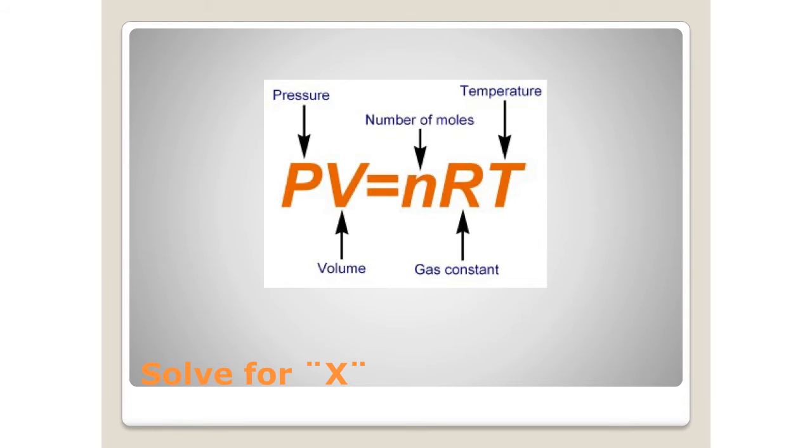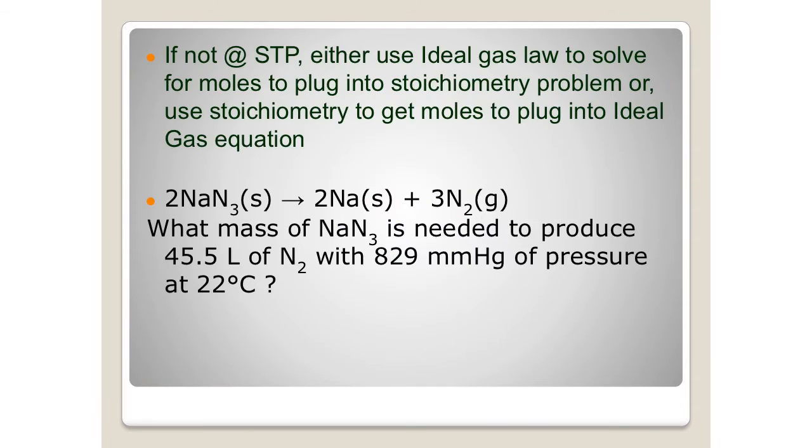So remember our friend PERVNERT? What we're going to be doing is combining PERVNERT with gas stoichiometry. So if not at STP, we're either going to first use the ideal gas law to solve for moles to plug into a stoichiometry problem, or we're going to use stoichiometry to get moles to plug into an ideal gas equation. So here's the example we're going to run through.